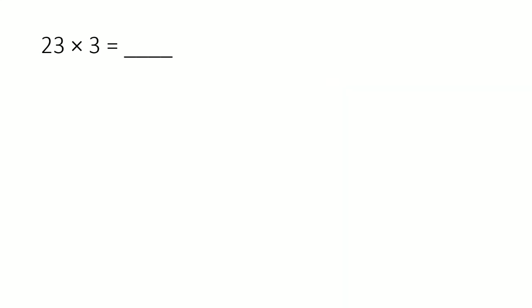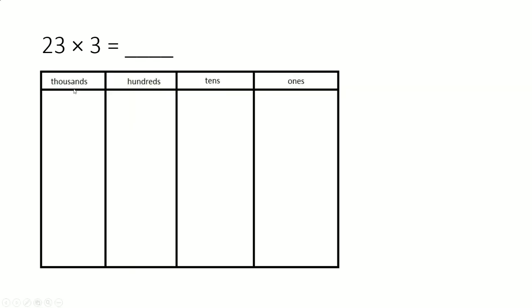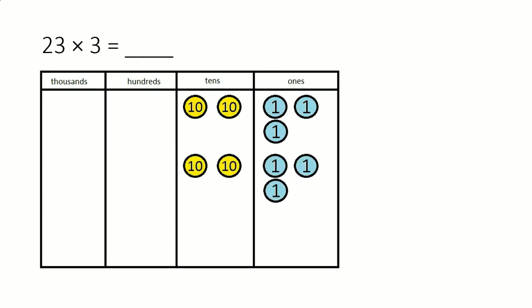Let's look at the second example. 23 multiplied by 3. How many groups of 23 are there? There are 3 groups of 23. Let's represent this in our place value chart. We have 1 group of 23, 2 groups of 23, and 3 groups of 23. How many ones and tens are there?